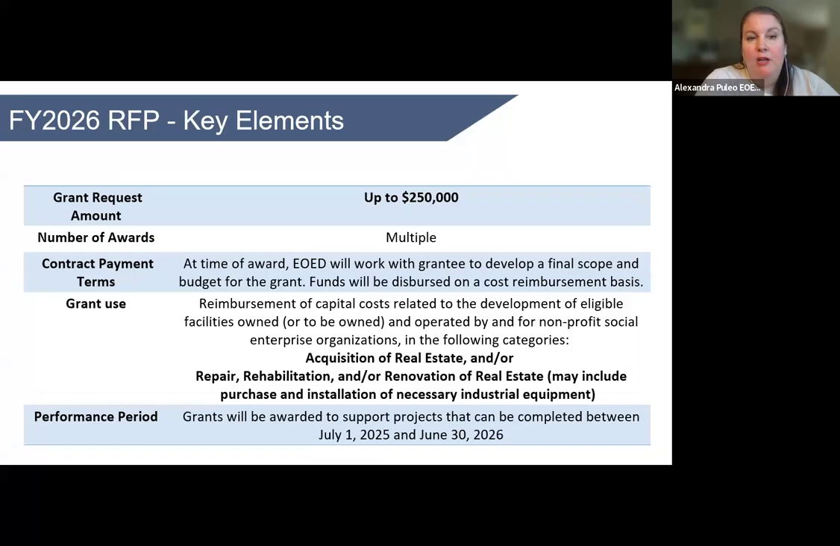All right. We will be making grants of up to $250,000. We expect to make multiple awards. At the time of the award, we'll work with the grantee to develop the final scope and budget. This is a cost reimbursement grant program. So the awardees will need to demonstrate that they have spent the money on the eligible project, and then they will be eligible for reimbursement on a quarterly basis.